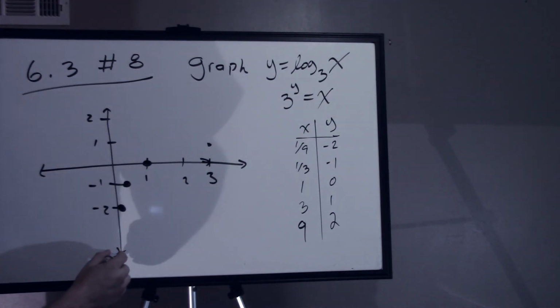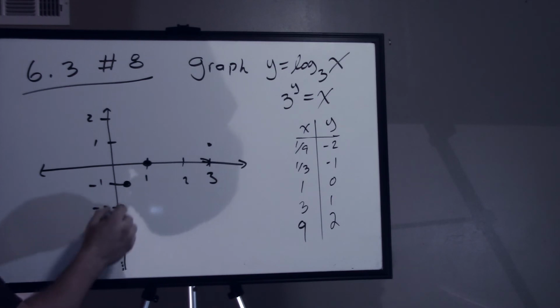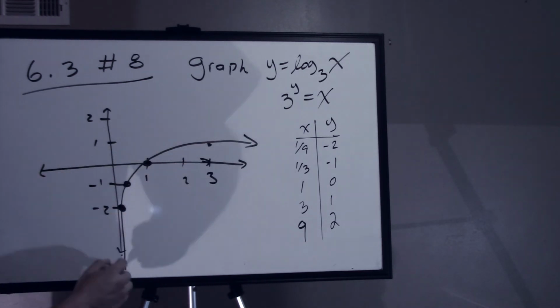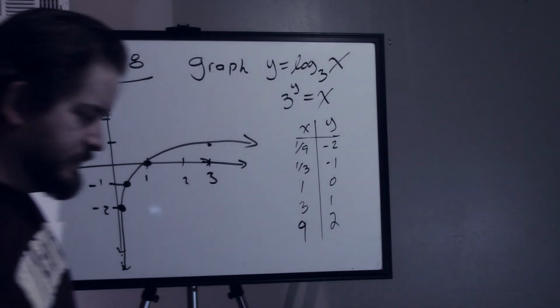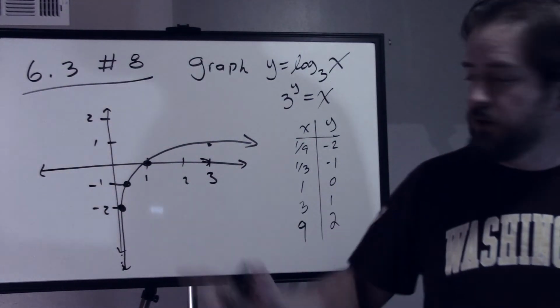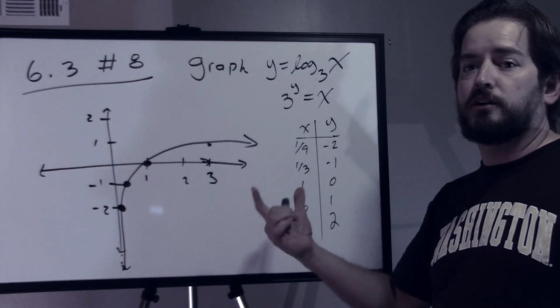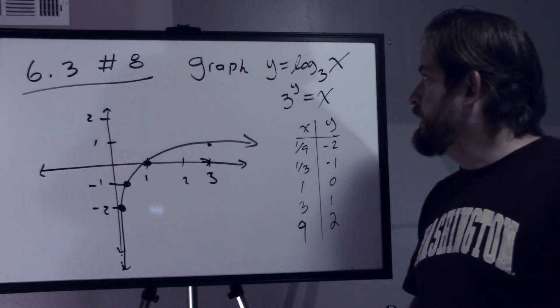But again, recognize that we have this asymptote, and I've simply created my logarithmic function there. So know how to graph these. Either know how to graph them by finding these points, or know how to manipulate a known graph of a logarithm.